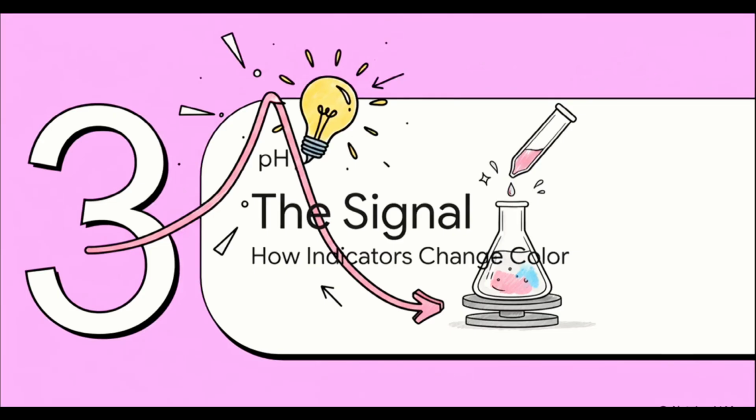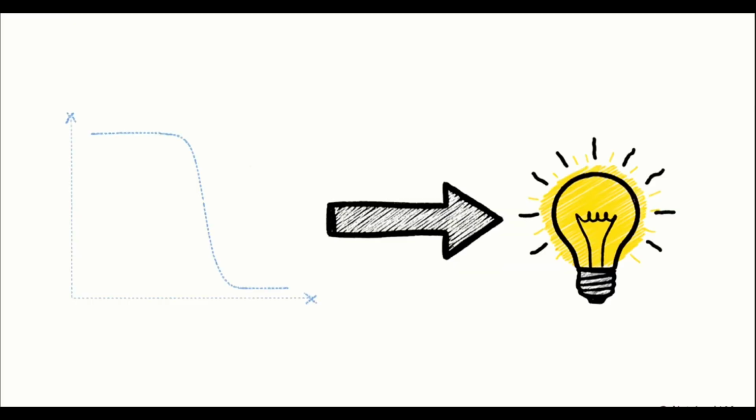All right, so we've got our map, that pH curve. We know exactly where the climax of the reaction is. But you can't see a graph in a beaker, right? We need a signal. We need a chemical flare gun that goes off and says, hey, you're here. So that's the next piece of our puzzle. How do we take the info from our invisible map and turn it into something we can actually see?